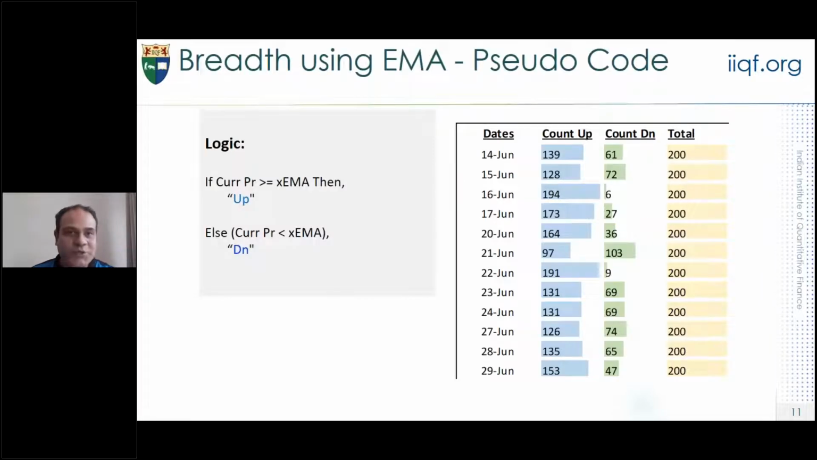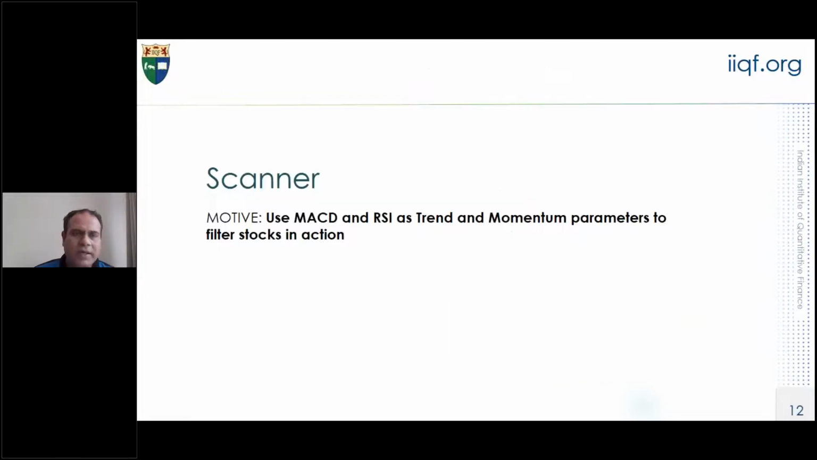Third, just to give you an idea how the pseudo code could look like. It is a very simple, straightforward logic. If the current price is greater than some X-period moving average, it is up. If it is below, it is down. But I want this process to be repeated again and again for, say, last 2 years or 3 years or 10 years, correct? So that I get again a timeline of this data set, and that I want to correlate with the index move or the general market move.